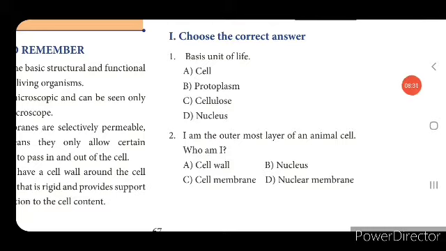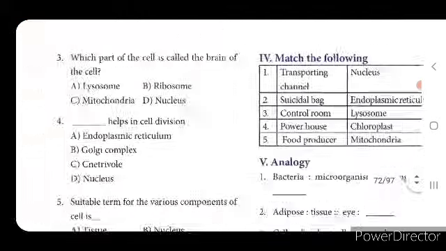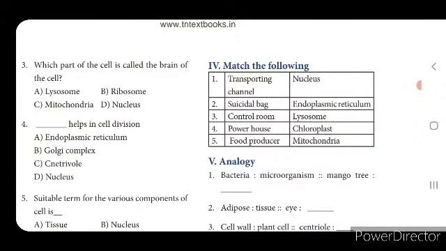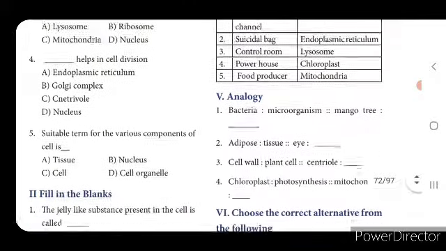Biology, cell biology. Basic unit of life is cell. I am the outermost layer of an animal cell. Who am I? Answer is cell membrane. The next one, which part of the cell is called the brain of the cell? Nucleus. Which helps in cell division? Centriole. Yes, centriole, the spelling is wrong here, CEN will come. Okay, children?